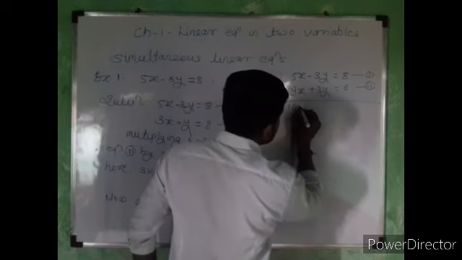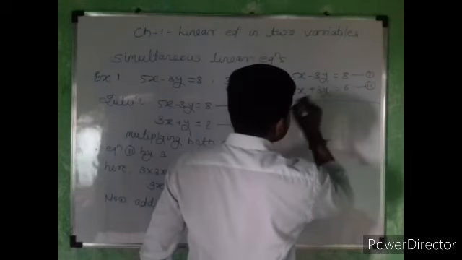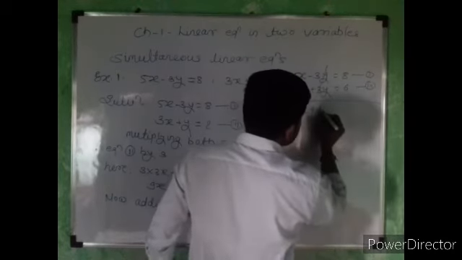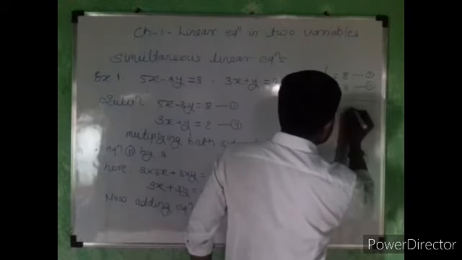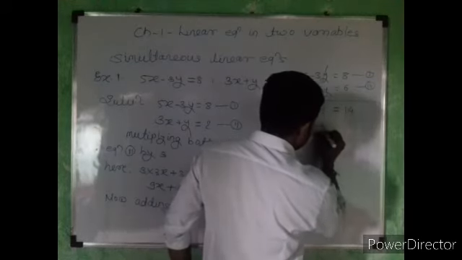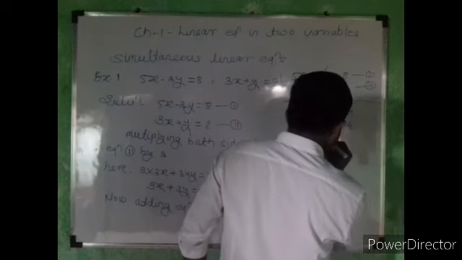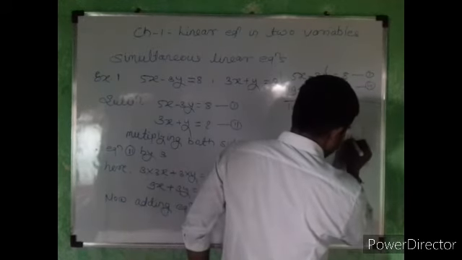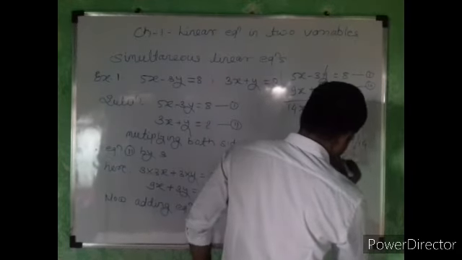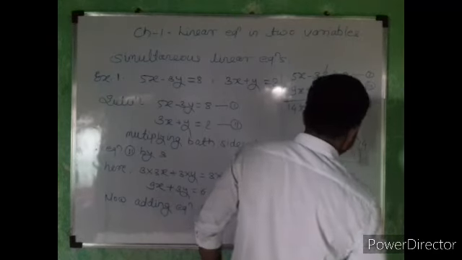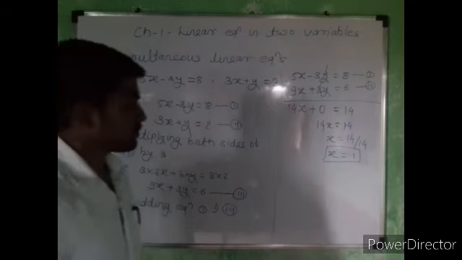9 plus 5, 14x, plus this minus 3y and this plus 3y get cancelled, is equal to 0, and 8 plus 6 is equal to 14. Here the 14x is equal to 14 and x is equal to 14 divided by 14, x is equal to 1. Here we find the value of x.